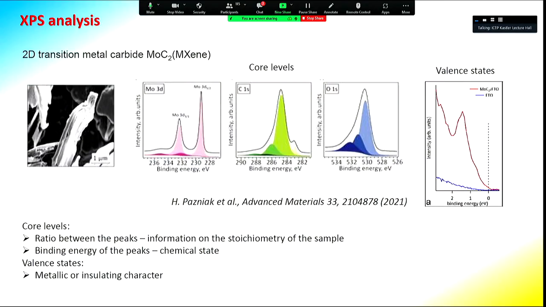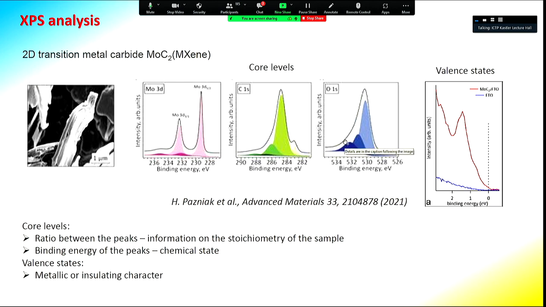For example, this is a study on the molybdenum carbide MXene. It shows two peaks related to molybdenum and carbon, which are the elements of which the MXene is built. From these two core levels, we can estimate the ratio between the two elements. We can say whether there is some excess of carbon, and whether the material synthesis was correct or not. We can also see some adsorbates on top of the material.